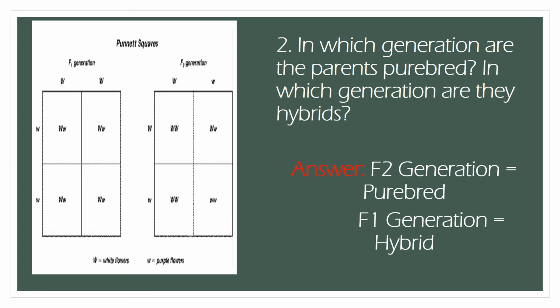For the F2 generation, both the dominant trait and the recessive trait are present. The two big W letters represent the dominant trait, and the two small w letters represent the recessive trait. So both dominant and recessive traits are present in the F2 generation, so it is called the purebred.